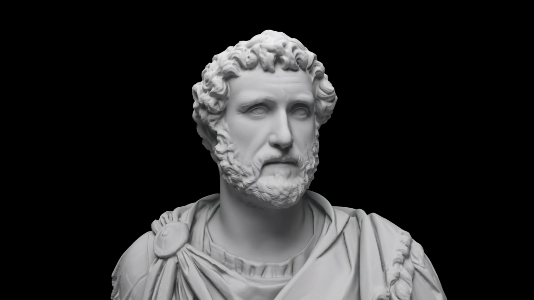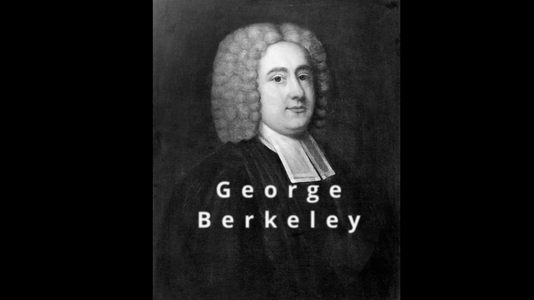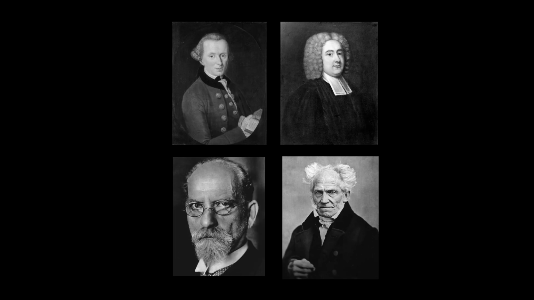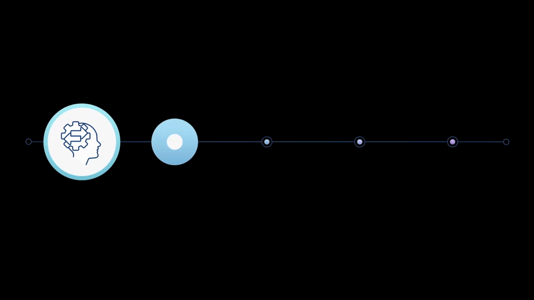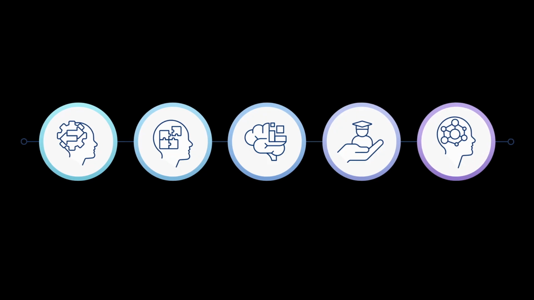Today, we're going to explore how four great philosophers, Immanuel Kant, George Berkeley, Edmund Husserl, and Arthur Schopenhauer, would respond to this contemporary scientific theory. Each anticipated key elements of Hoffman's argument, but they also reveal its limitations and dangers.